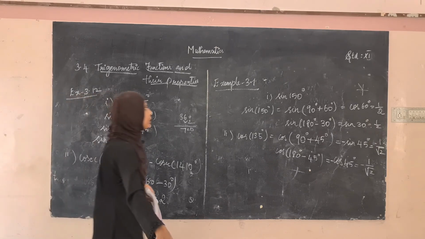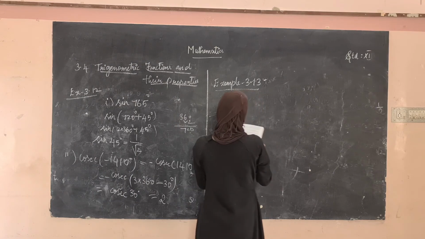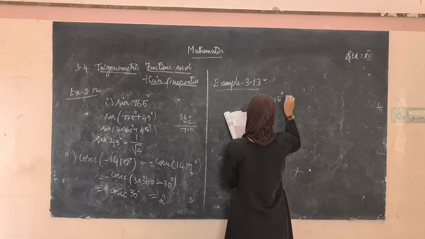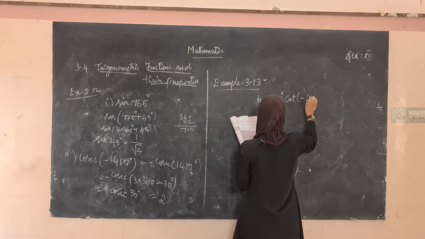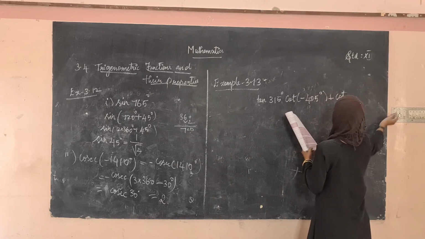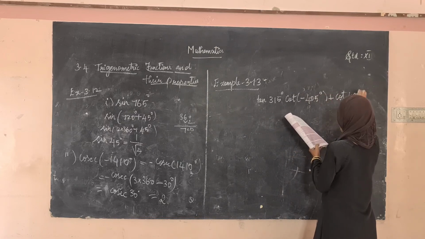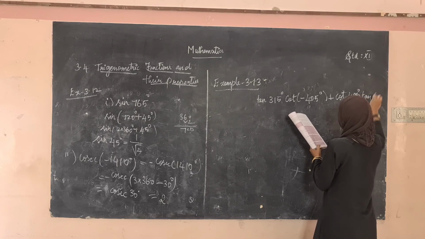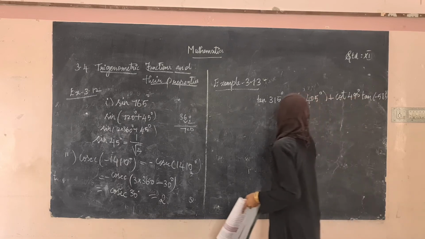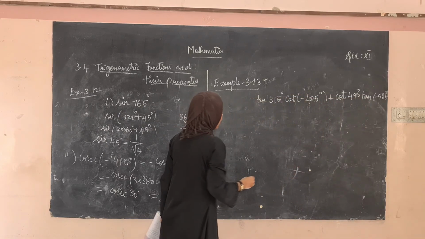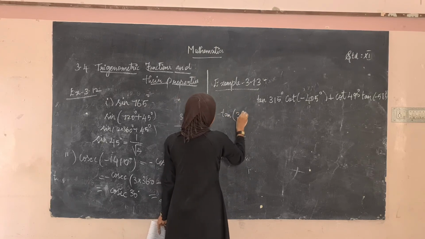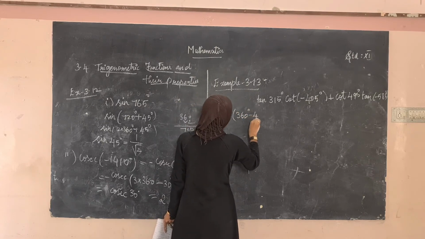Okay, now example 3.13. Prove that tan 315 degree cot minus 405 degree plus cot 495 degree tan minus 585 degree is equal to 2. You have to prove this is equal to 2. Okay, first this is tan, right? So tan of, we can take it as 360 minus 45 degree, right?